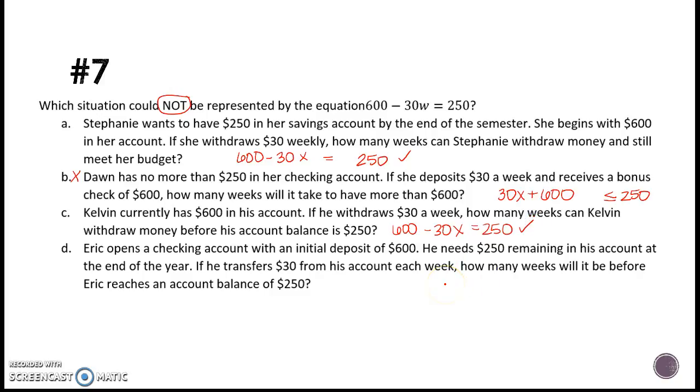Let's check the last one. Eric opens a checking account with an initial deposit of 600. All right, he's starting out with 600. He needs 250 remaining at the end of the year. If he transfers 30 from his account each week, how many weeks before he reaches his limit? So he's transferring it from his account. So it's going out, and we need 250. So again, that looks good too. So our not option would be B.